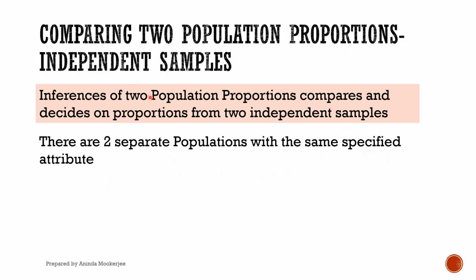Now, when we are working with two population proportions, we are still looking at one attribute, however, but it's two populations. All right, two populations. We want to compare how population 1 compares with population 2. What is the difference in the responses between the two populations, right?